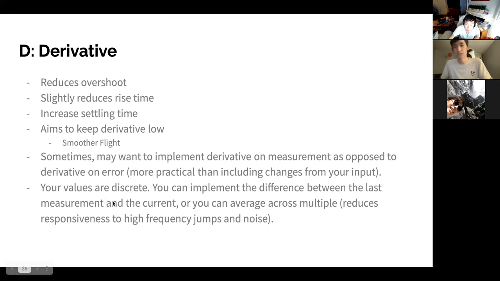Your values are discrete, so the question is how do I implement a derivative? You can implement the difference as well as time if you wanted to, but time is also just a constant factor most of the time. So you can implement the difference between the last measurement and the current measurement, and this will allow you to model a derivative. However, this will be pretty prone to high frequency jumps. For example, if your vector suddenly moved, or any noise that's involved, it might create drastic effects on how you control your drone, and it might mess it up. The other way you can do it is to average across multiple values, and you really have to test to see which one works for you.